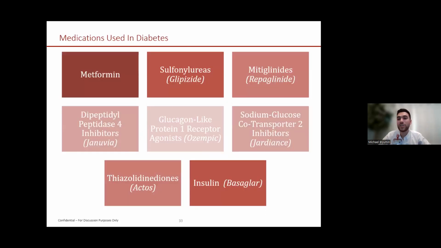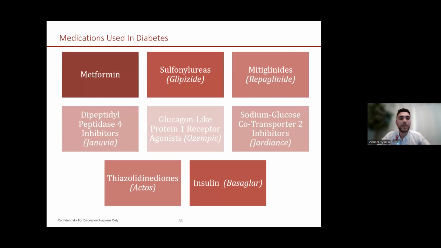Now, we talked about where these medications work. Well, what are the classes of medications? There are 8 common classes of medications. Metformin, technically the class is called biguanides, but really the only medication in this class is metformin. We have the sulfonylureas, which is things like glipizide. We have meglitinides, which is basically only repaglinide and Prandin these days, and very similar to sulfonylureas.